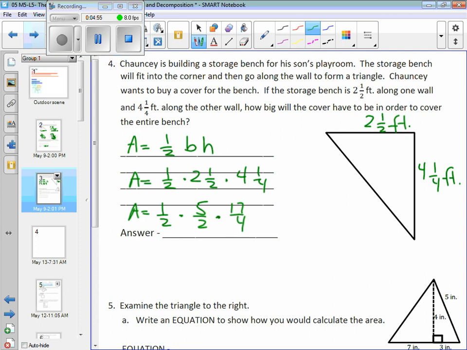It's just going to be 5 times 17 times 1, or just 5 times 17. And that gets you 85. And then 2 times 2 times 4 gets you 16. But you can't leave it like that. You have to change it back into a mixed number. What'd you get there, Gabs?